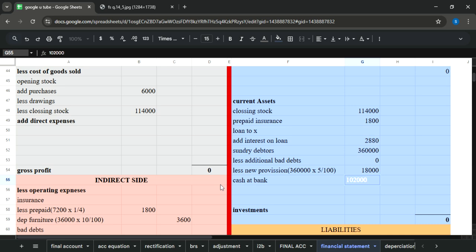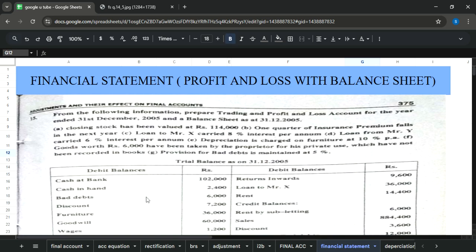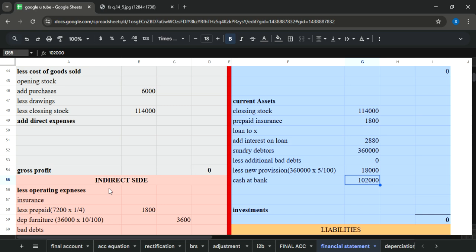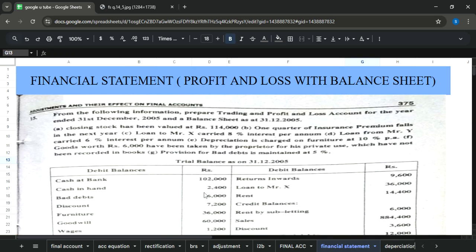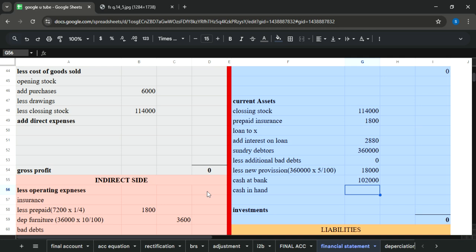After cash at bank, we have cash in hand. Again, this is also your current asset. So cash in hand, amount of cash in hand is 2,400. So just write down 2,400.